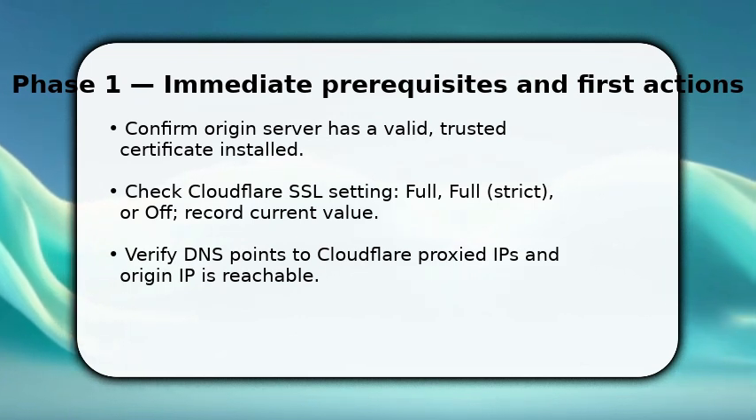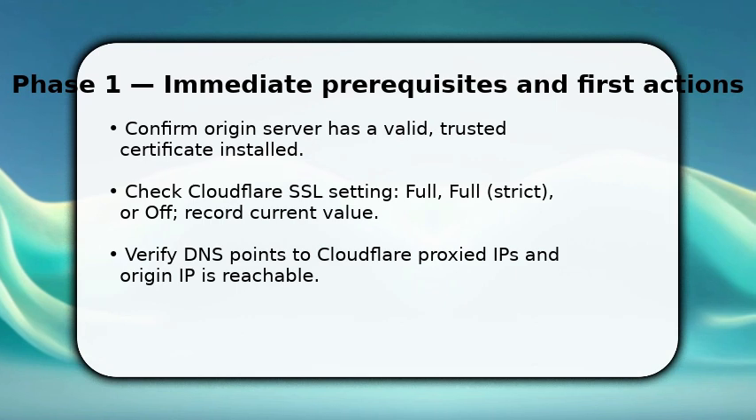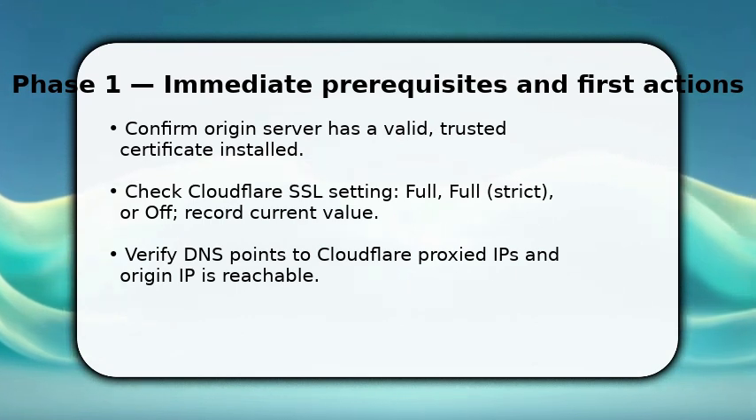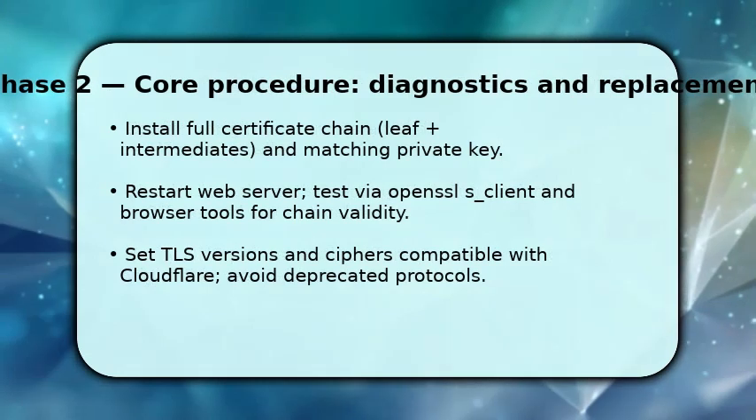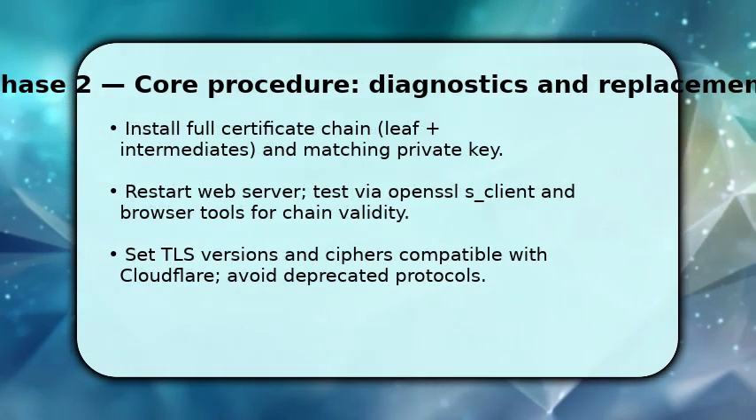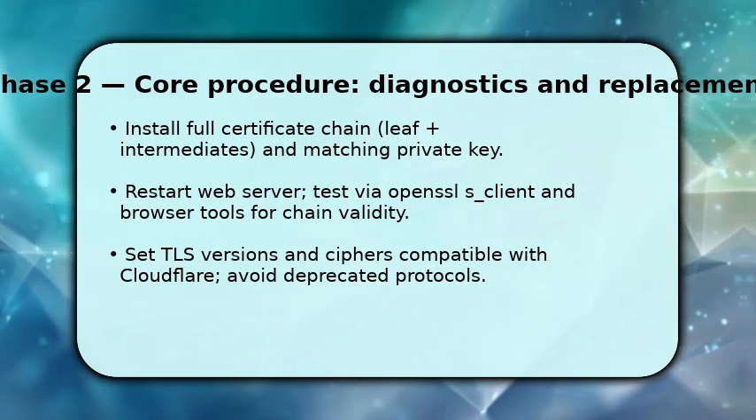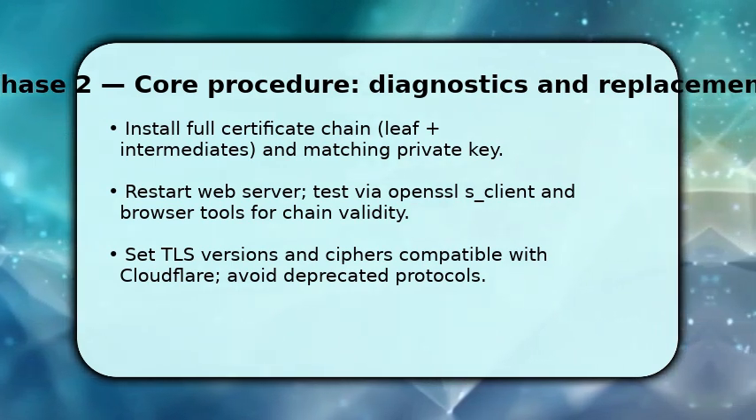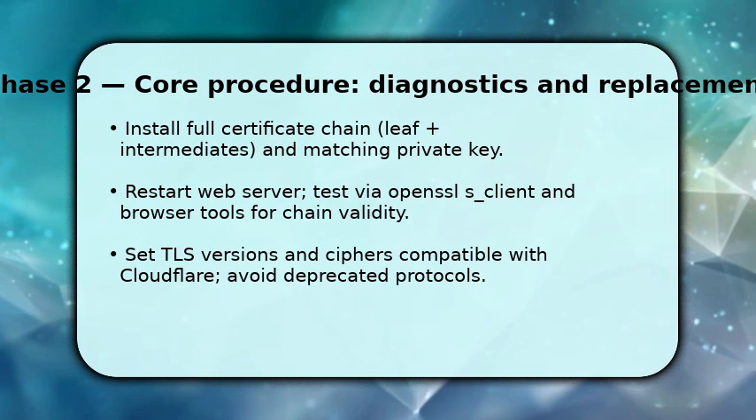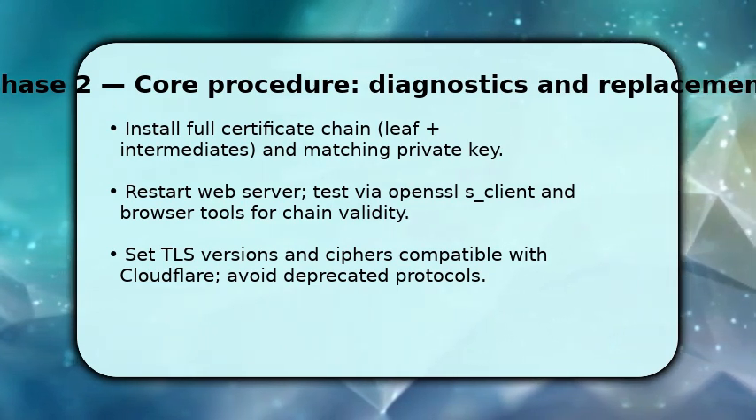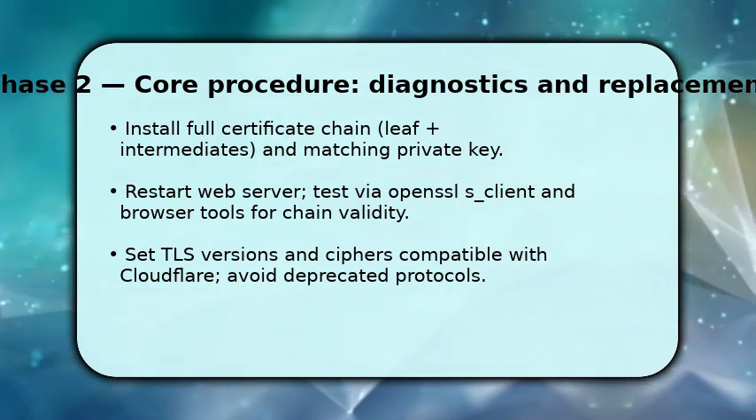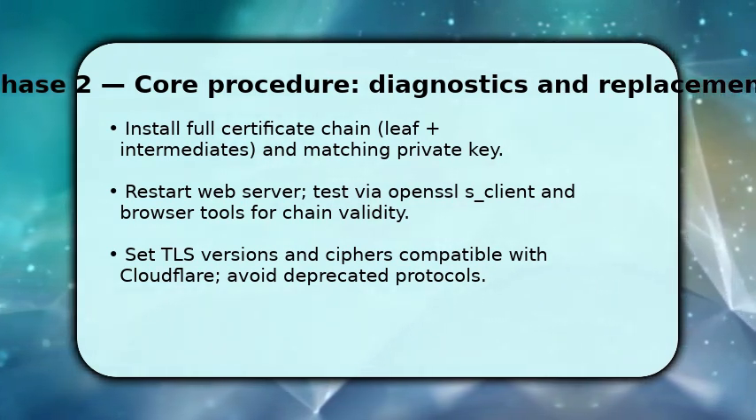Now install the full certificate chain on the origin, the leaf cert plus any intermediate certificates, along with the exact private key. After installation, restart your web server and immediately test with OpenSSL s_client -connect origin:443 to inspect the chain. You should see the proper subject and complete chain. Incomplete chain causes error 526.